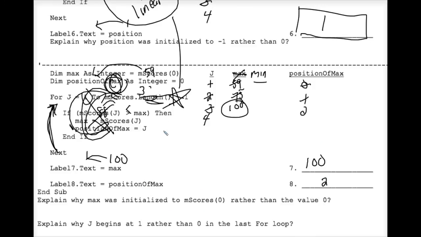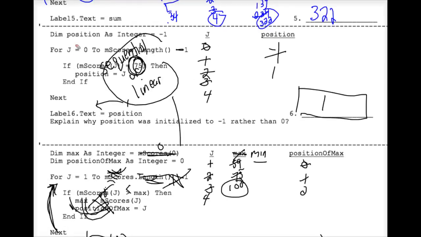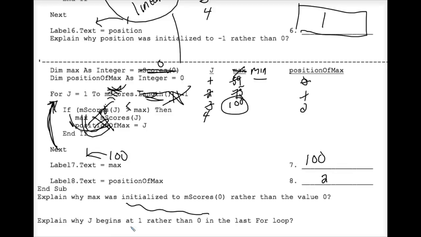Do you know why we typed m scores 0 here instead of just the number 0? If you know why m scores 0 is better than 0, please answer. Well, maybe we'll talk about it in class. Why does j start at 1 here when in the other for loops j started at 0? Interesting. If you know the answer to that, please answer that in an essay here or a short answer.